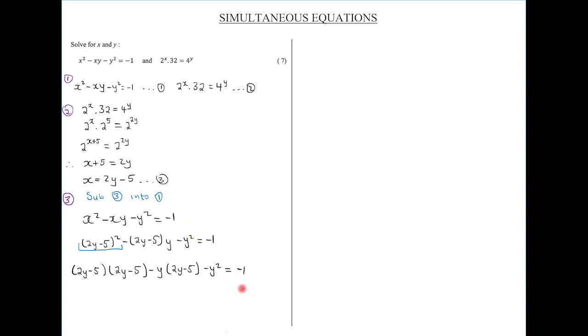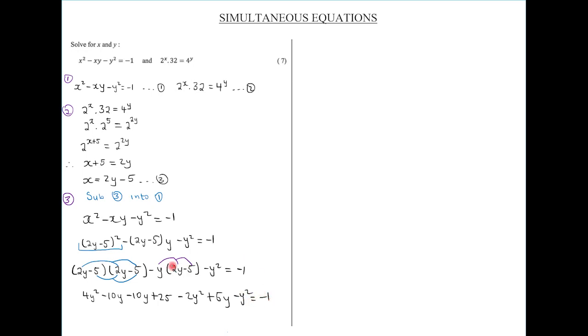Alright, here what I'm going to do is multiply this with that and this with that. So when I do that, 2y times 2y becomes 4y squared. 2y times minus 5 becomes minus 10y, plus 25. So that's what I get from this side. Then from here I have minus y. I'm going to multiply this with that. Then this gives me minus 2y squared plus 5y minus y squared equals minus 1.